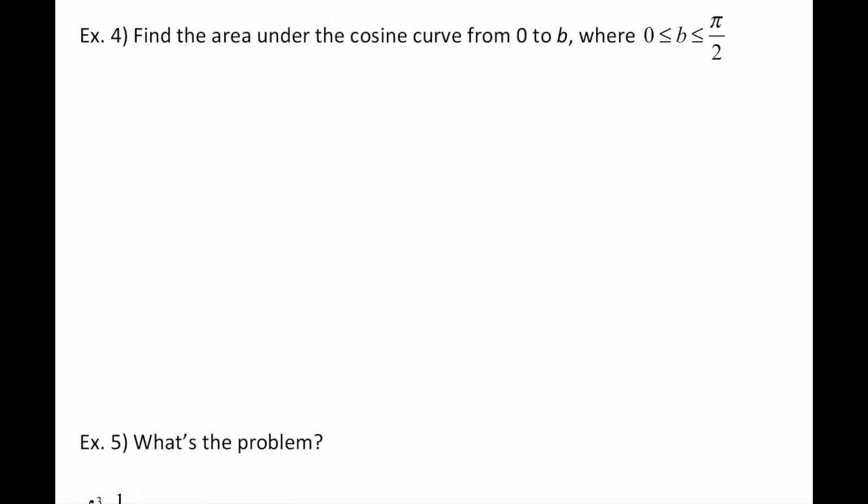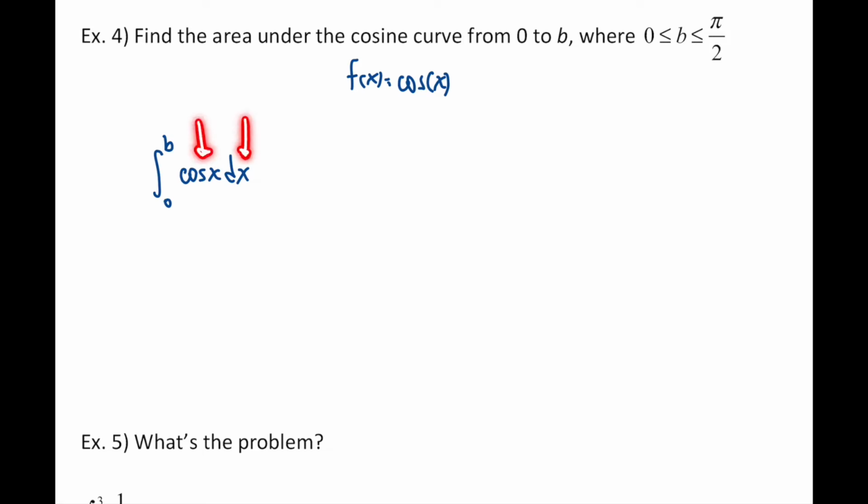Another one, find the area under the cosine curve. So there's our function, f of x is cosine x. And we're going from 0 to b, and b is just some value in between 0 and pi over 2. Now b is some constant value. So we're going to find the integral from 0 to b of cos x dx. Notice my notation. Every time I have my function, I do have dx. That gives us our variable of integration. That matches, in this case, our function.